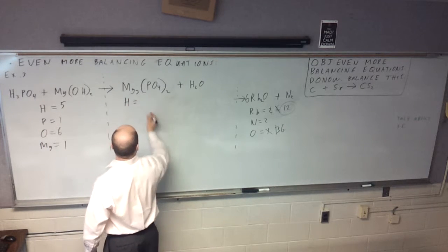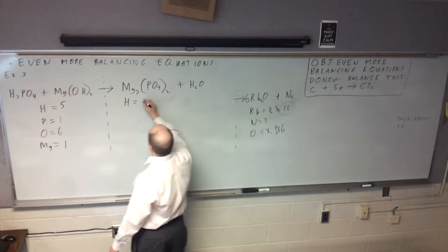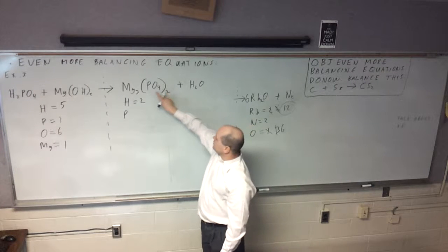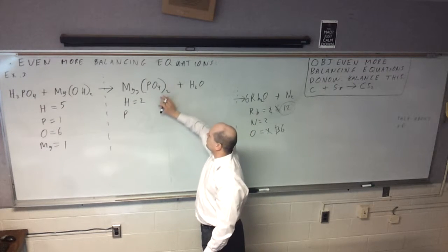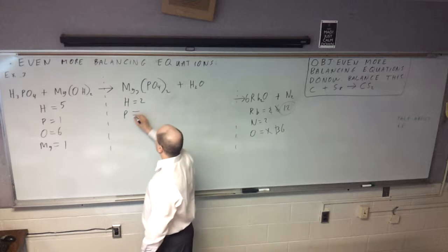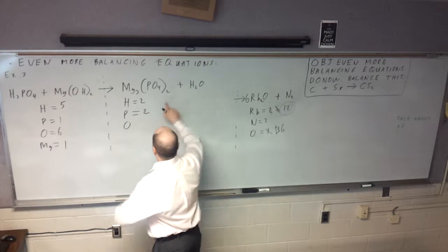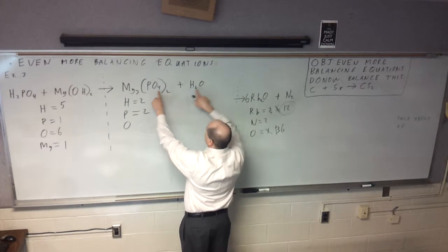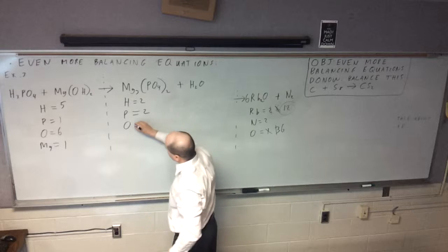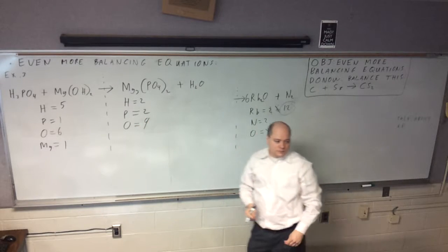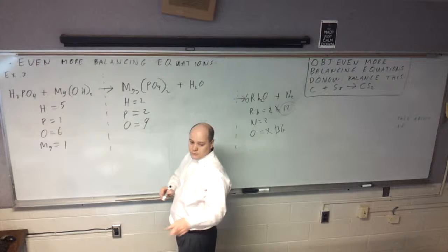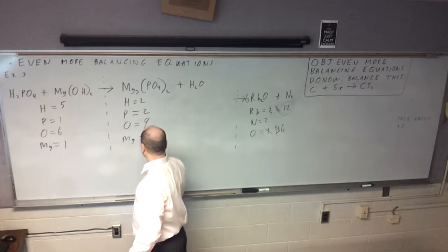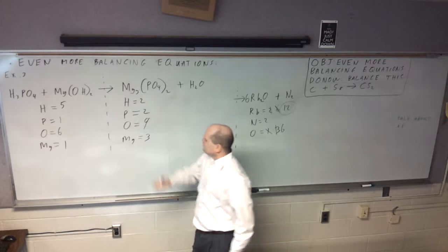All right, let's do the other side. Make sure your list stays in the same order so you don't confuse yourself. That's 2 phosphorus. There's 2 phosphates, right? So that means 2 phosphorus. And then oxygen, each phosphate has 4 oxygen. There's 2 of them, so that's 2 times 4 is 8, plus 1 oxygen in the water is 9. I'm just making sure everybody's still with me here. And magnesium is 3.